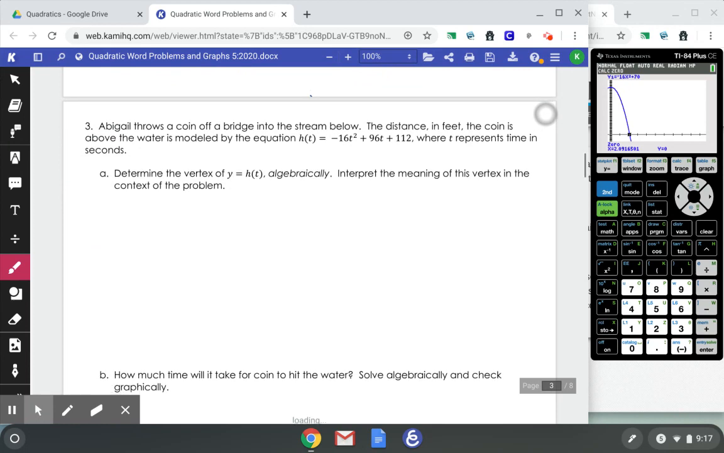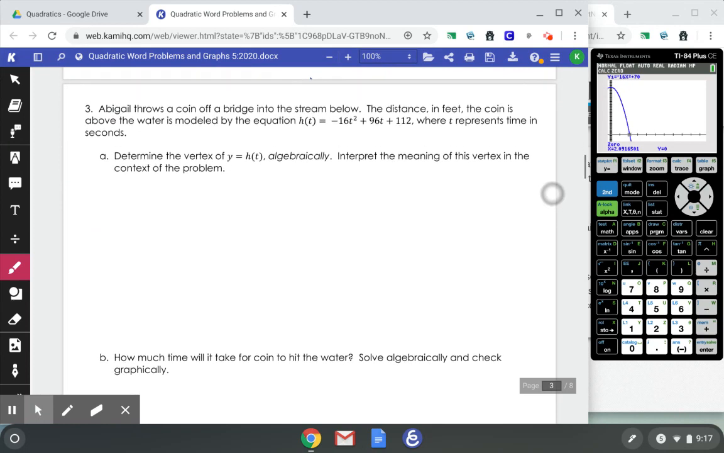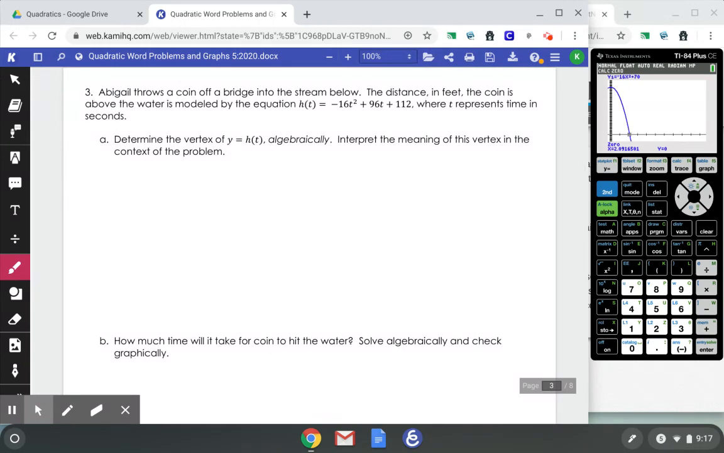Next example. It says Abigail is throwing a coin off a bridge into a stream below. The distance in feet of the coin above the water is modeled by the equation h of t equals negative 16t squared plus 96t plus 112, where t represents time in seconds. Part A says determine the vertex y equals h of t algebraically and interpret the meaning of this vertex in the context of the problem.